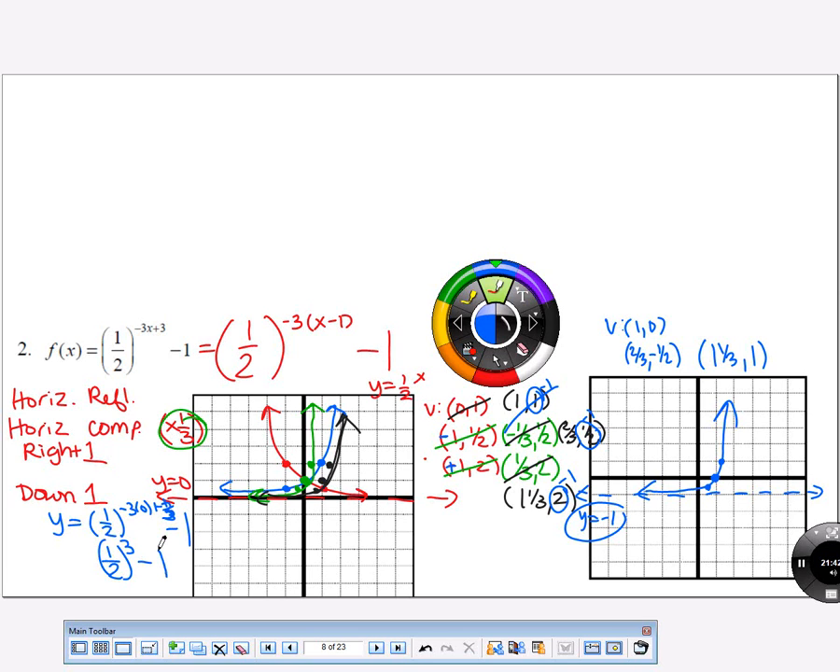Okay, 1/2 to the 3rd power would be 1/8. And then you could do the arithmetic to do 1/8 minus 1. You would get like negative 7/8. So our y-intercept is the point (0, -7/8), which probably would have been impossible for you to figure out after just sketching the graph on your own.